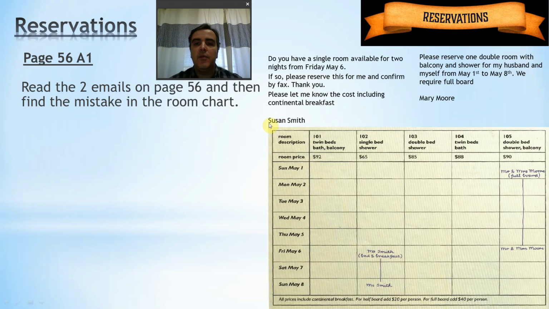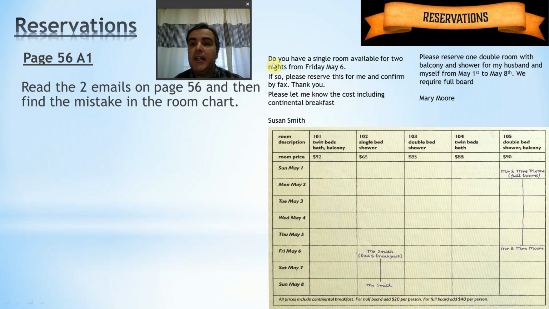Here they are here. One is from Susan Smith. One is from Mary Moore. And then we're going to look at the room chart in our textbook and find out, does the information match? So let's quickly read through the first email. Do you have a single room available for 2 nights from Friday, May 6th? If so, please reserve this for me and confirm by fax. Thank you. Please let me know the cost including continental breakfast. And it's signed Susan Smith.